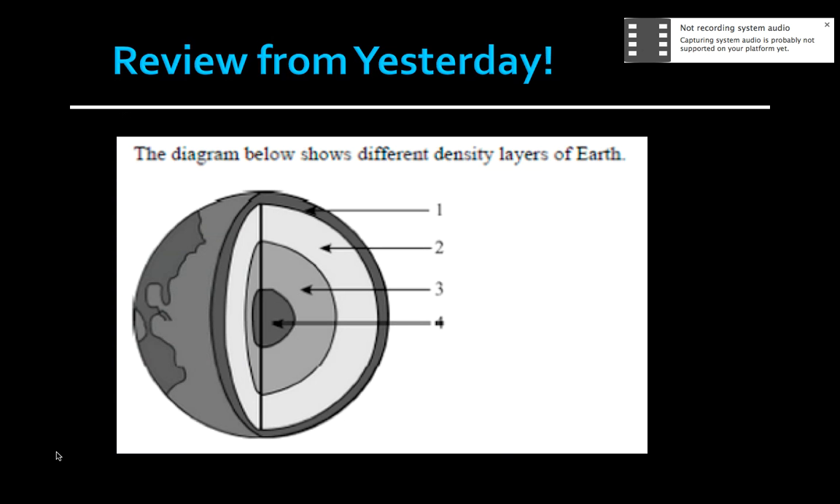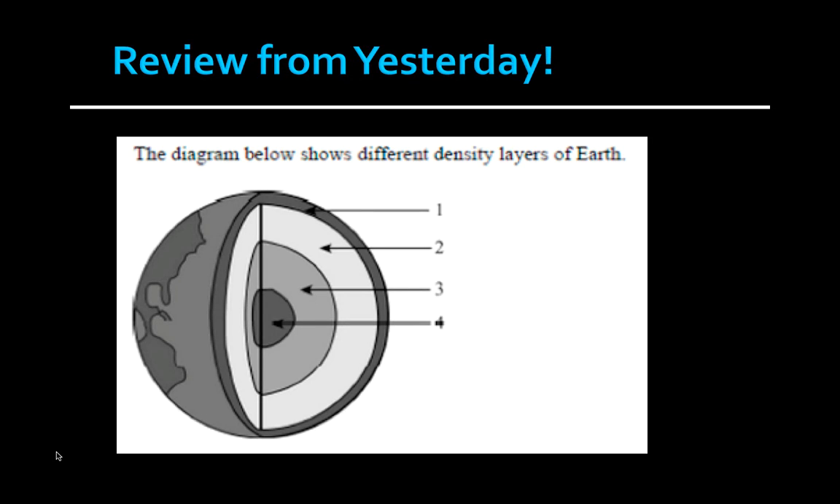Good morning. Before we get started on our new lesson today, I want to do some review from yesterday. The diagram below shows different density layers of the Earth. There are 4 layers of the Earth. Put these 4 layers in the correct order.